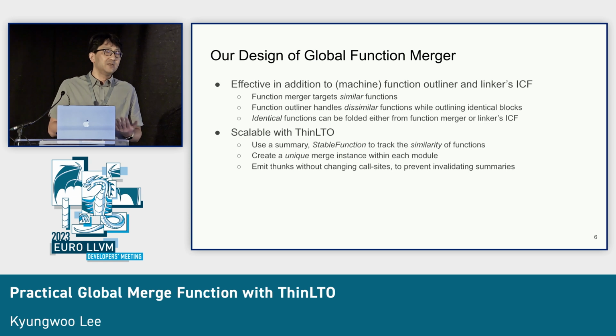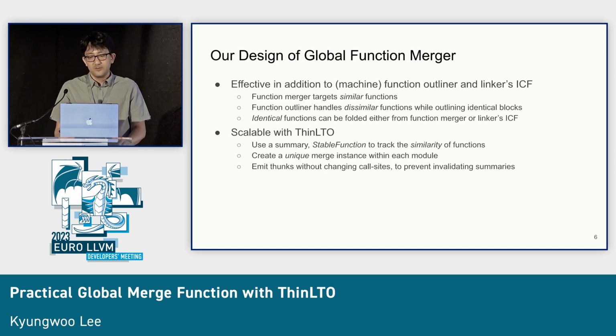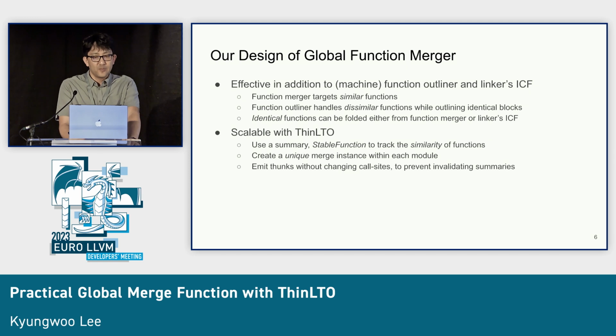As you know, in ThinLTO, each module runs in parallel independently. We have to create a unique instance of merging within each module's context. And also, to prevent invalidating the summary, we avoid directly modifying call sites while creating thunks all the time. This approach allows us to merge functions in any order.